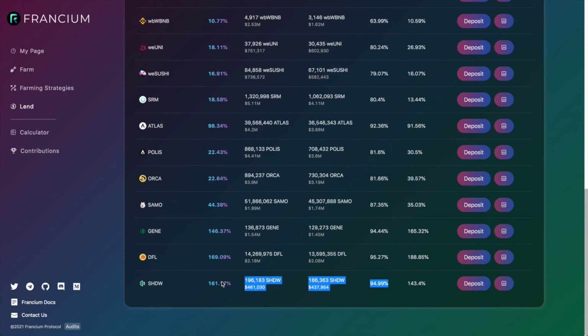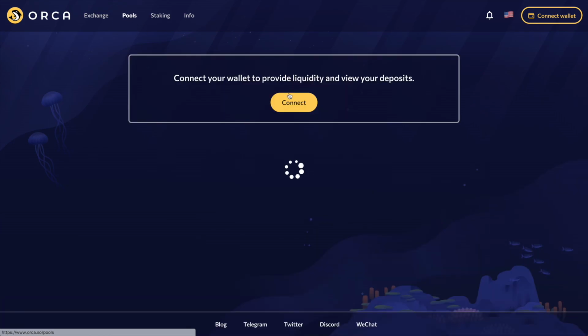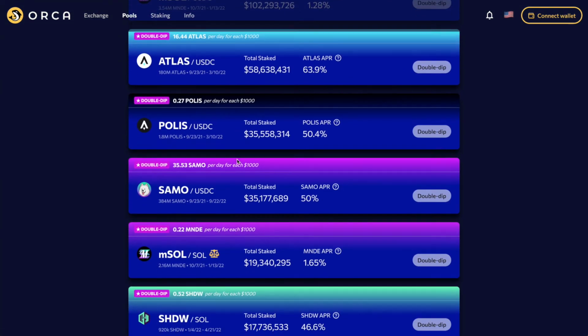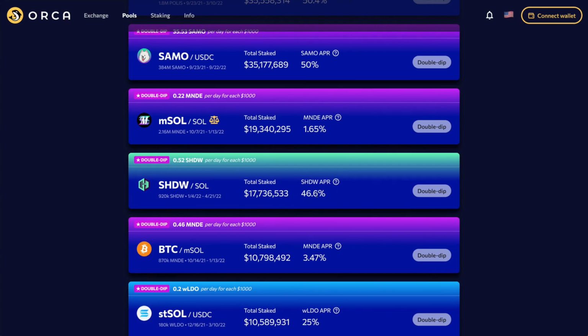The point of this video overall is that there are various ways you can go about this. If you are just going to farm on Orca, I would almost say that you're probably better off just lending on Francium, because assuming there's high utilization like there is right now, you can get 161% without any impermanent loss risk, which is higher than both double dip pools. Shadow Sol is 46% and Shadow USDC is 120%, but you have impermanent loss risk.